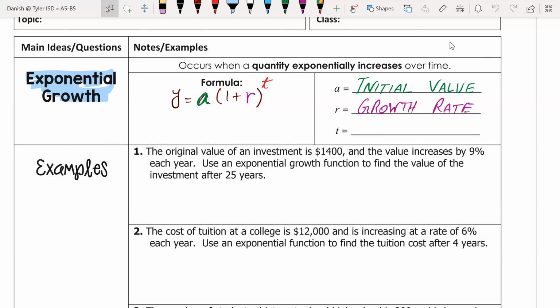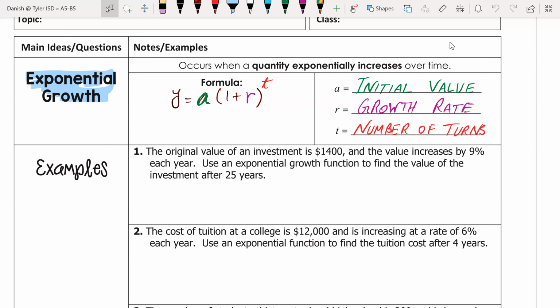Then for the T, the time period, number of turns, number of years, number of months, whatever is mentioned as the repetition or the turns in your real world problem, that's what we will mention as a T. So let's read the statement together and figure out what's the A, R, and T here in the word problems.